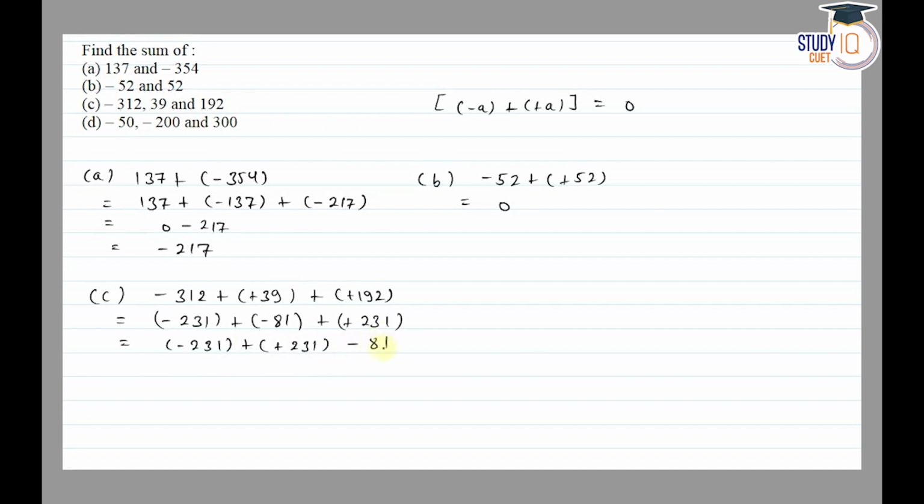minus 81. So according to the property, the sum will be 0 minus 81. So this will be minus 81.